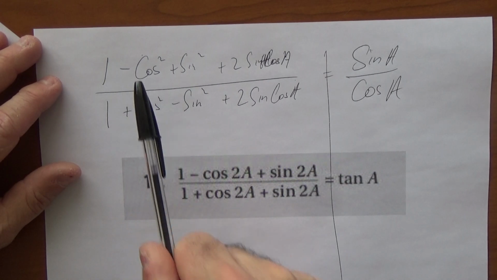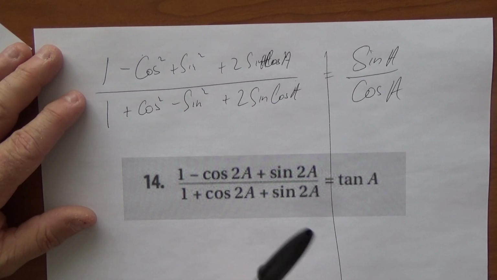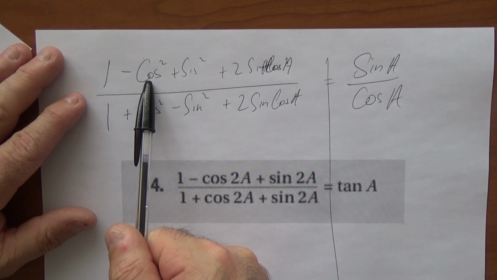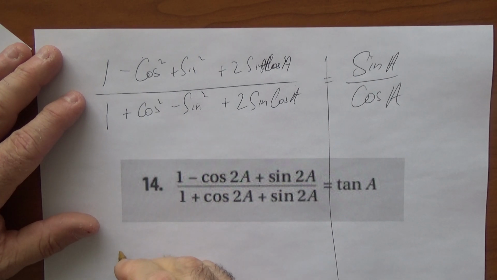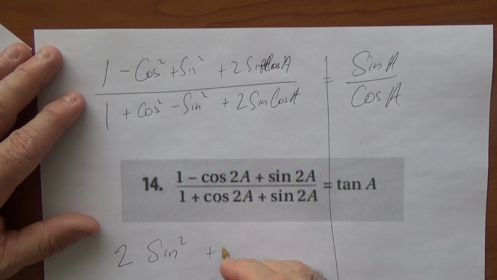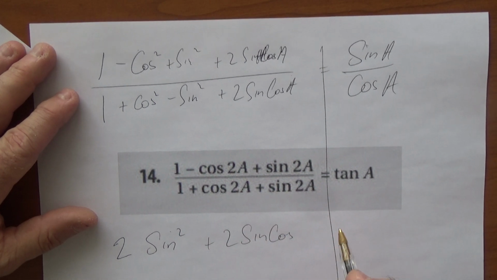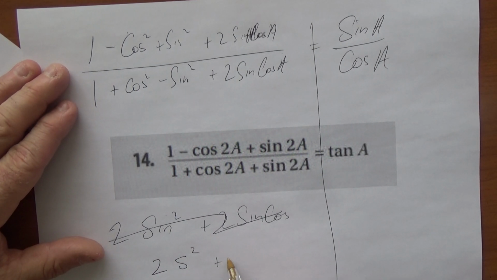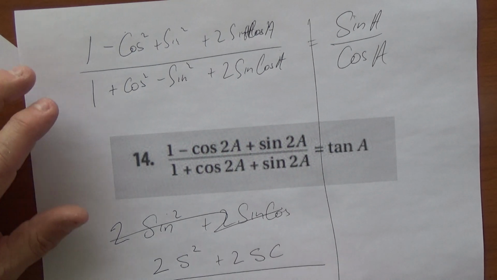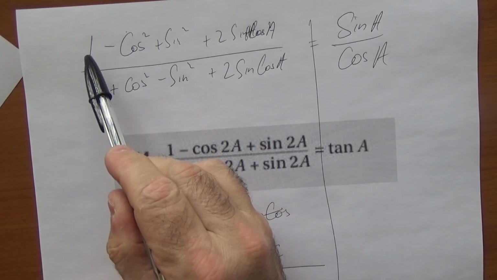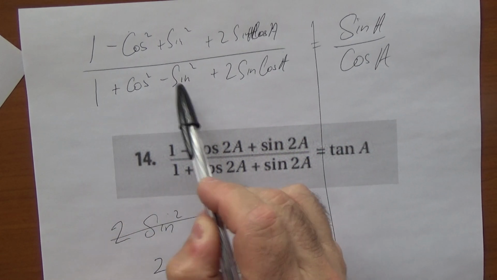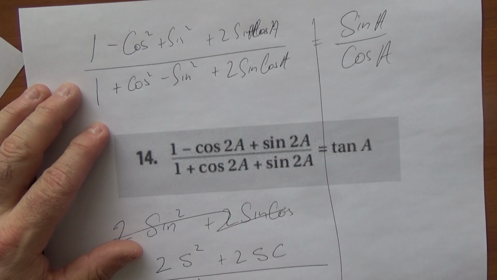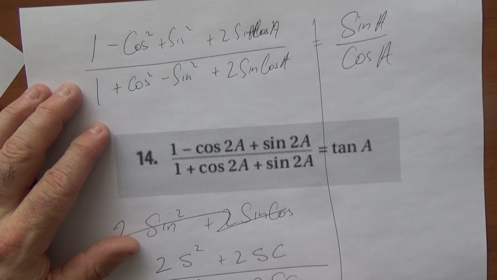But hey, come on. 1 minus cos squared is sine squared. I get 2 sine squared plus 2 sine cos. Just a little point here. Sometimes people would just say that's 2s squared plus 2sc, and 1 minus cos squared is sine squared, and 1 minus sine squared is cos squared. So you get 2c squared, as in 2 cos squared, plus 2sc.